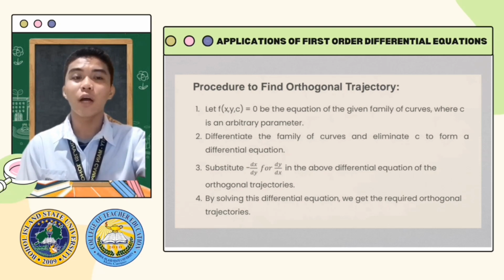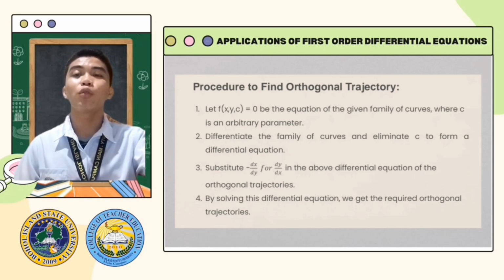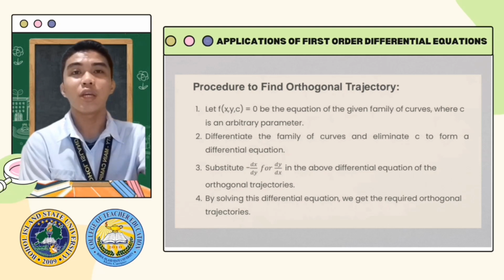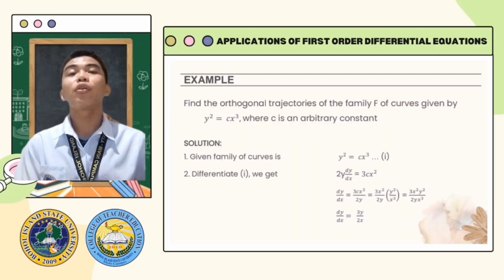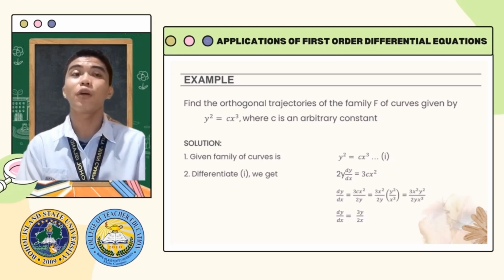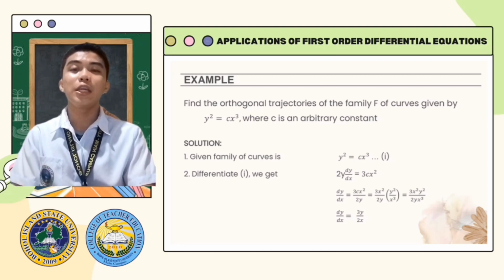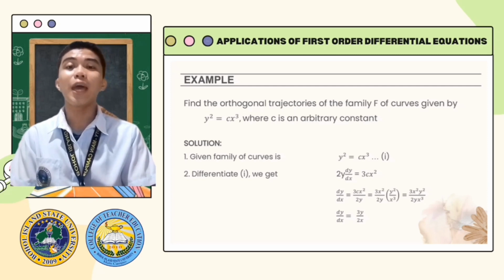To gain a deeper understanding of orthogonal trajectories, I will show you one example of how to find the orthogonal trajectory. Find the orthogonal trajectories of the family of curves given by y squared is equal to c x cubed, where c is an arbitrary constant. Here is the solution. The first step is to identify the given family of curves, which is y squared is equal to c x cubed.